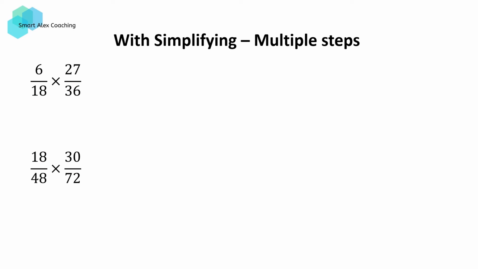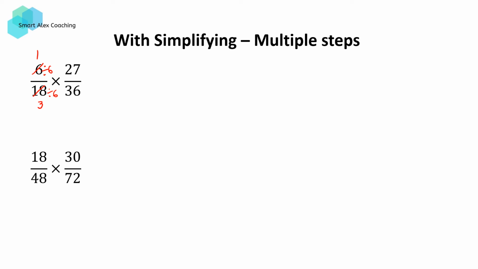This process of simplifying before multiplying is very beneficial, especially when you're working with large numbers. For example, 6 over 18 times 27 over 36. If you didn't have a calculator, you would have to go through the process of doing long multiplication, which can get quite tedious. So what we can do with 6 over 18, we can see that it has got a common factor of 6. So we're going to simplify it by dividing top and bottom by 6. This is going to give us 1 over 3.